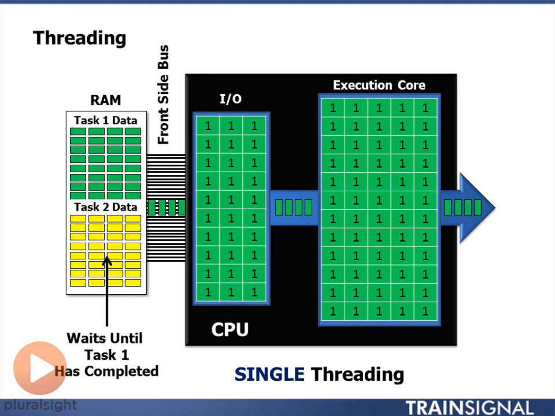One creative way of making processors faster was something called threading. The original processors did single threading. Basically, out in the RAM, we had data for a task, and we'd have data for a second task. What had to happen was that the data for the first task would be sent into the processor, it would be processed, and then task 2 data could be sent in, one thread at a time.